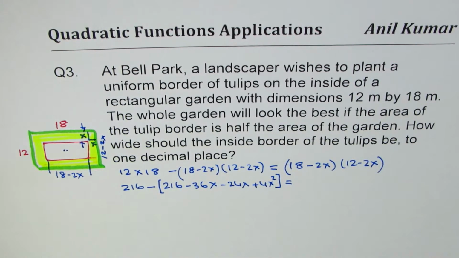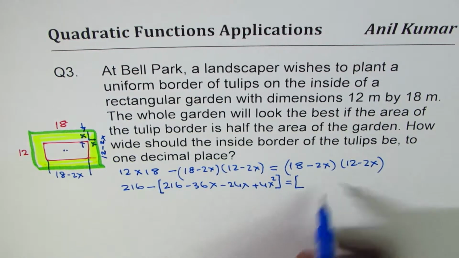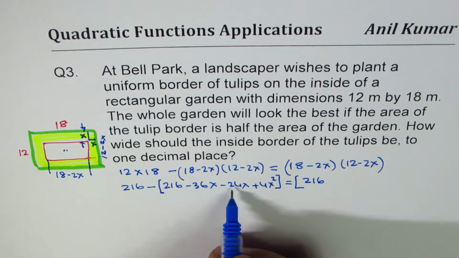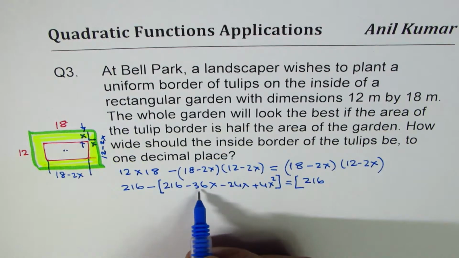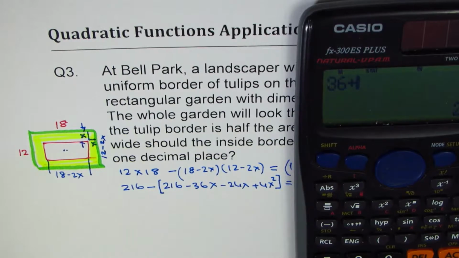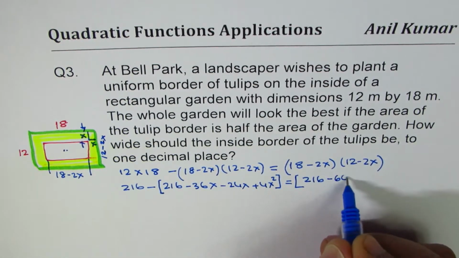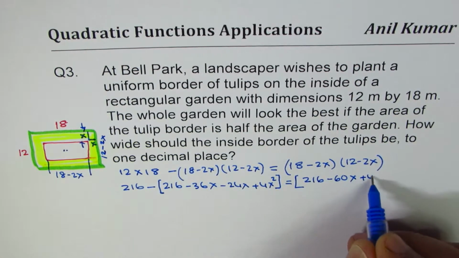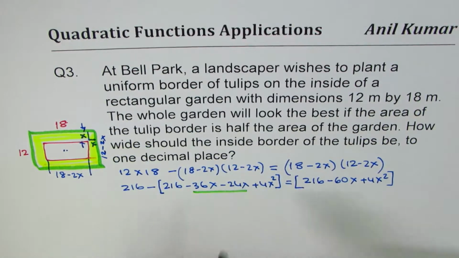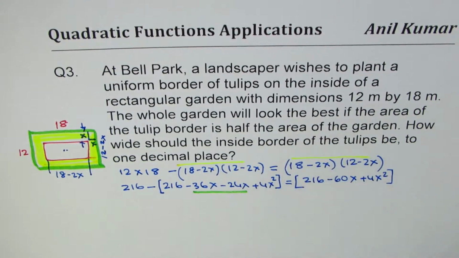Equals to, now this inside term is exactly the same, so we can write the same thing here, basically 216. We can combine these two, right? 36 and 24 get added up, so let's say 36 plus 24, with a negative sign we'll write 60. You write this as minus 60x plus 4x squared. Is it okay? So basically, I just combine these two terms, right? And as such, you can see that this area and this area are the same, correct?